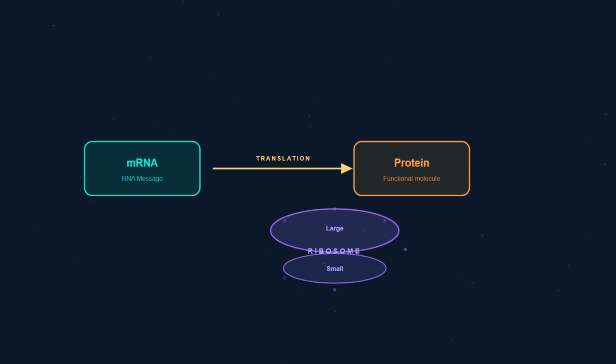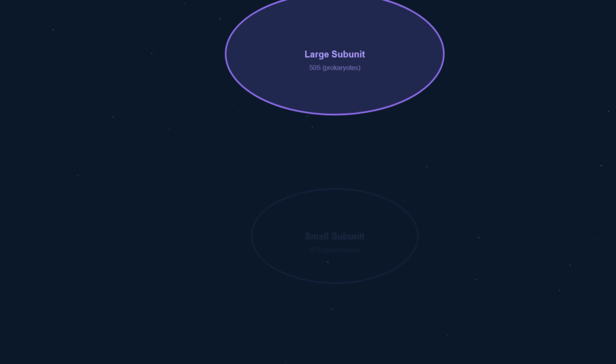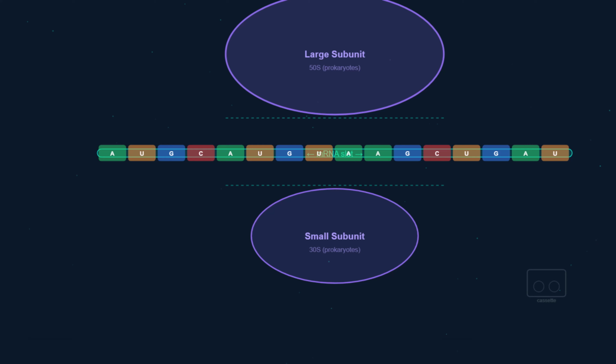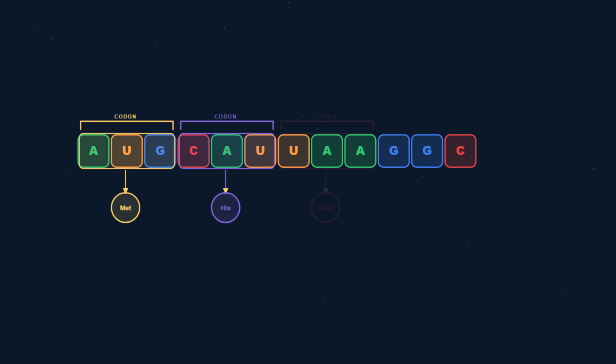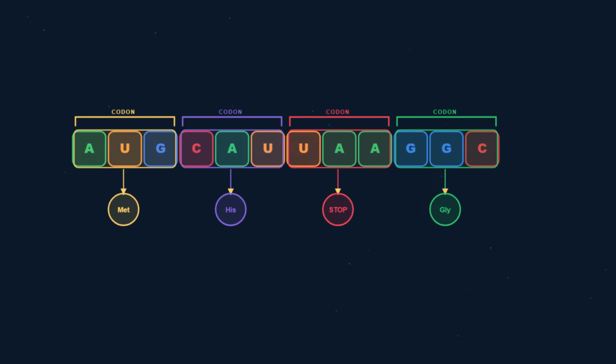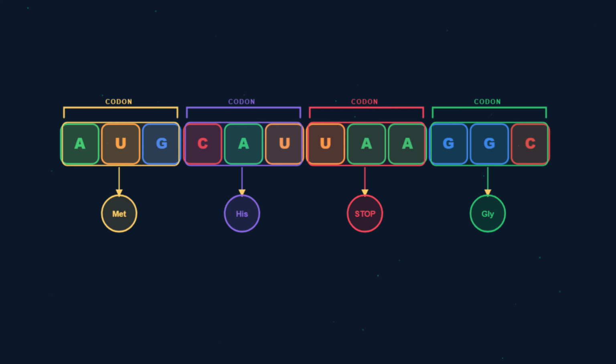Here is the process. The ribosome is made of two subunits, large and small. The mRNA threads between them like a tape through a cassette player. The mRNA is read in groups of 3 bases called codons. Each codon codes for one specific amino acid.